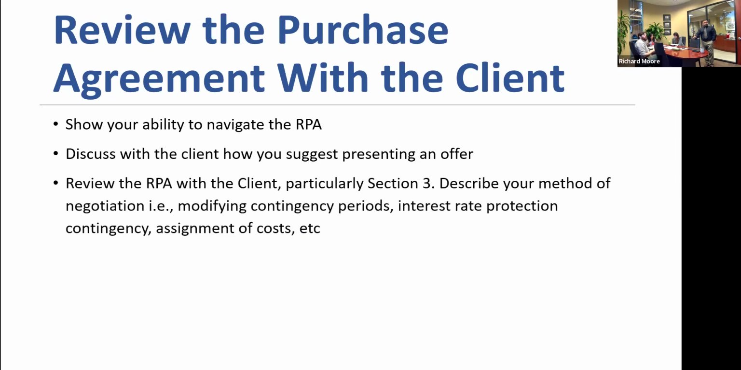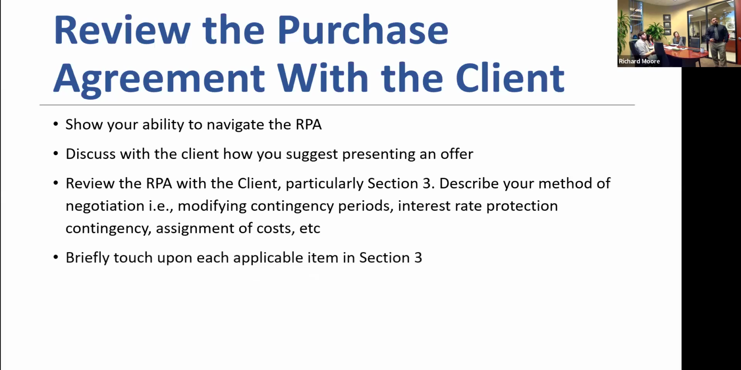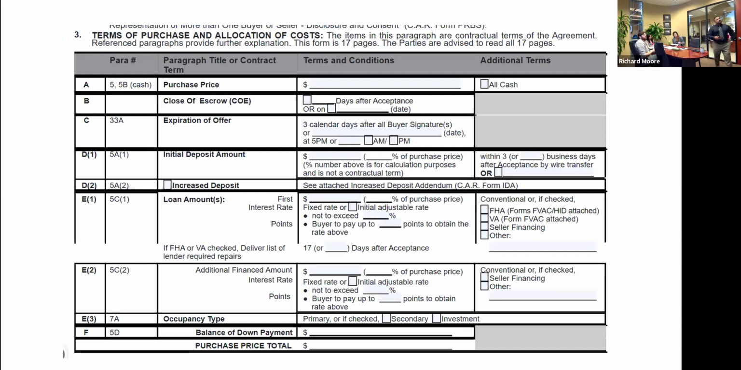Review the RPA with the client, particularly section 3, and describe your method of negotiation: modify contingency periods, which we talked about, interest rate protection, how you're going to protect them as far as interest rate is concerned in case they don't qualify, and assignment of costs. Briefly touch upon each applicable item in section 3, and I'll show you guys what that is. This is section 3 on page 1 of the purchase contract.